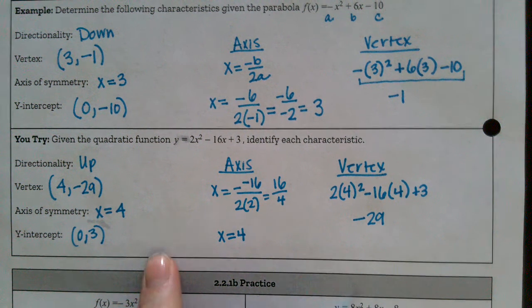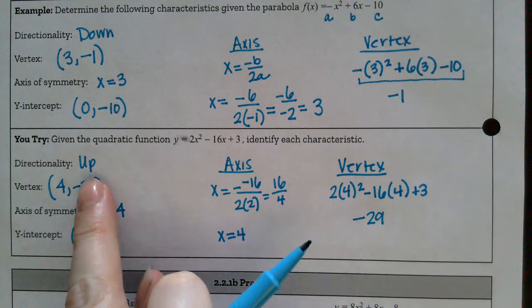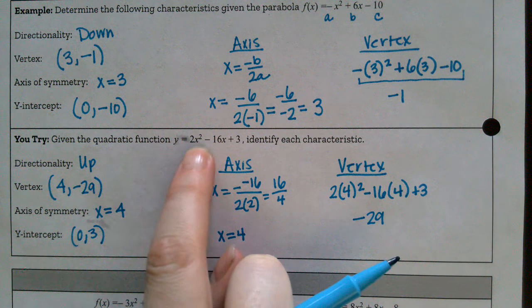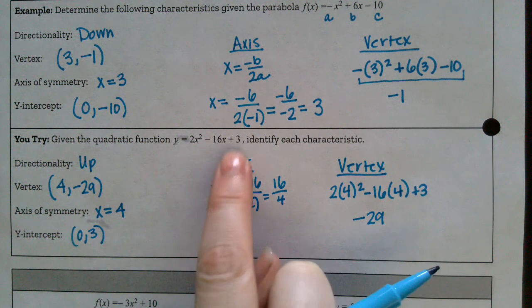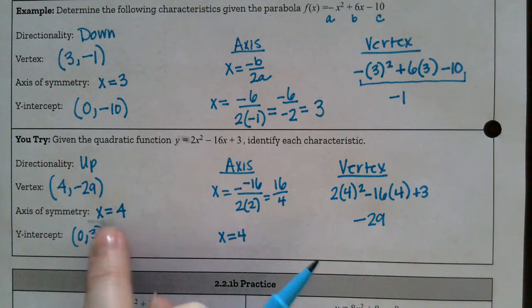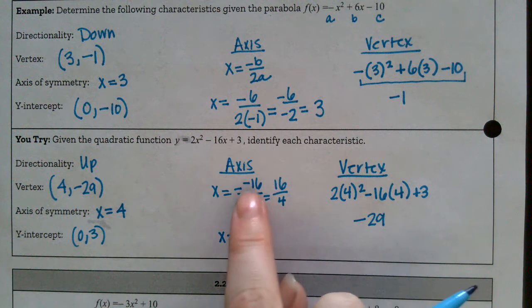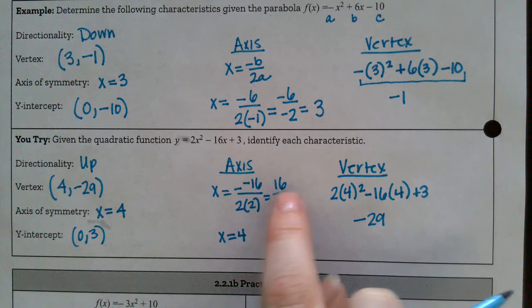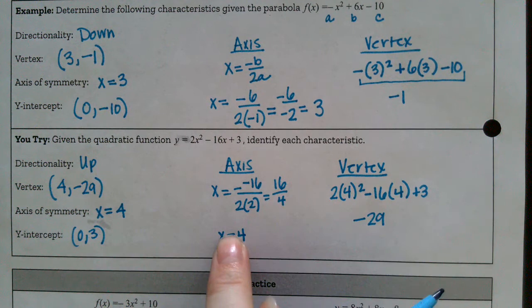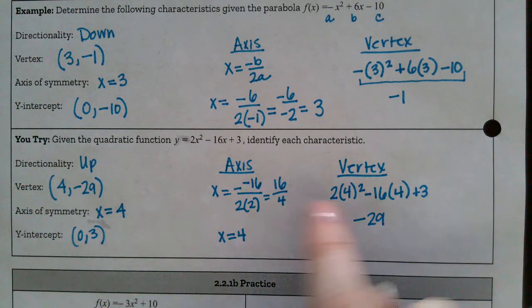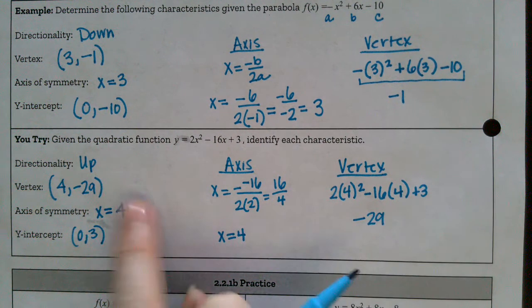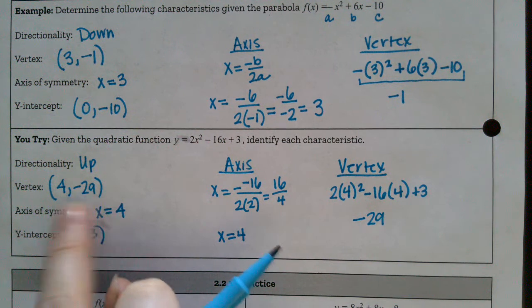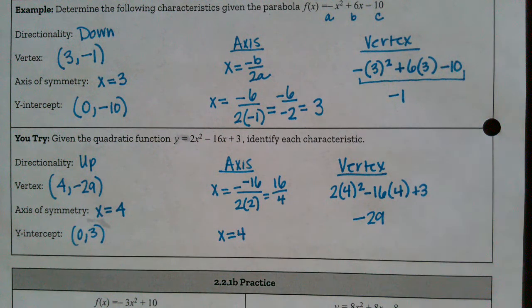All right, so I have my answers on here. So your directionality is up for this positive a value. Y-intercept is 0, 3. Our line of symmetry ends up being 4. Be careful with this double negative. Remember, a negative turns into a positive 16 up here to give our value of 4. And then when you plug it in, you should get a y value of -29. So your vertex is this. I hope you have a wonderful rest of your day.